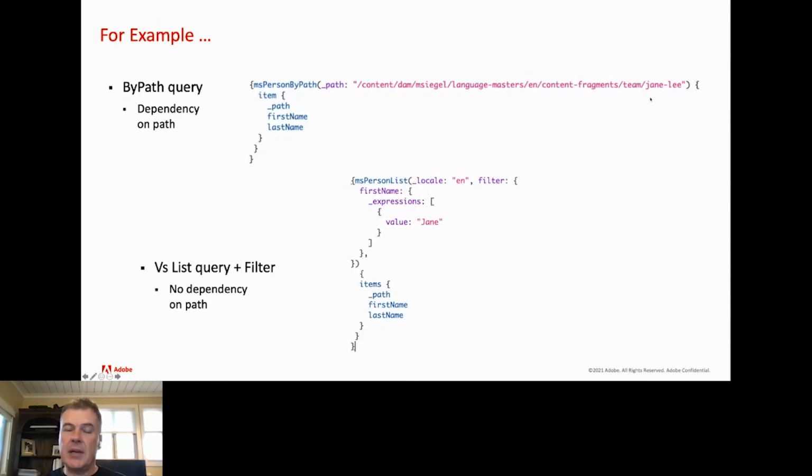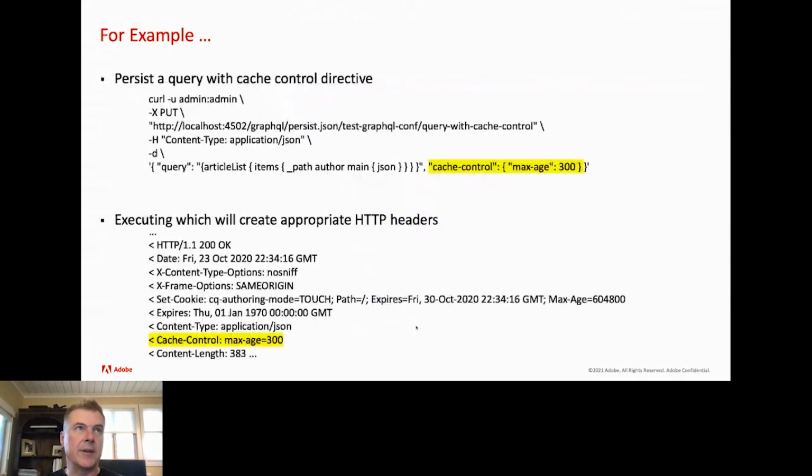But again, if that fragment happens to be moved in AEM and that query doesn't get updated, then the query will break. But do keep in mind you can build pretty much the same kind of query and get the same JSON response by using a general list query and then filtering for first name Jane, and you could add a filter for last name Lee here as well, to get the same JSON response. And as you can imagine, this query down here is independent of the path. So there are different ways to not be too dependent on paths, and just always keep an eye on that.